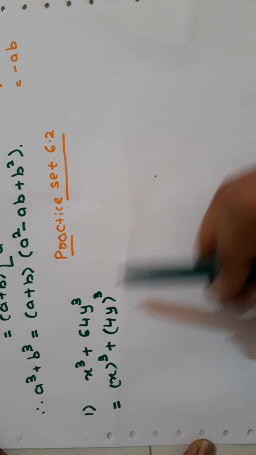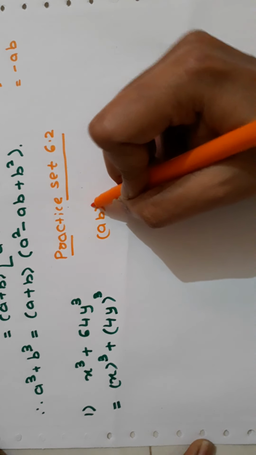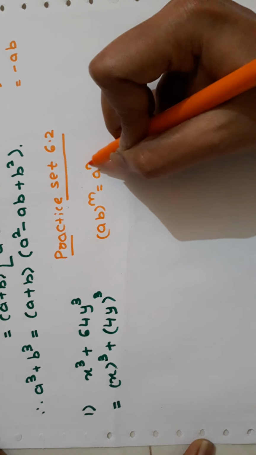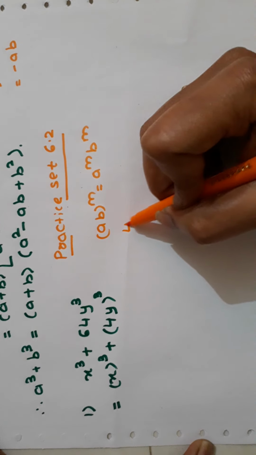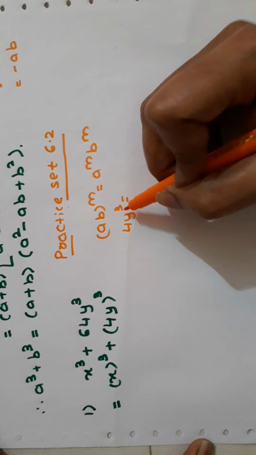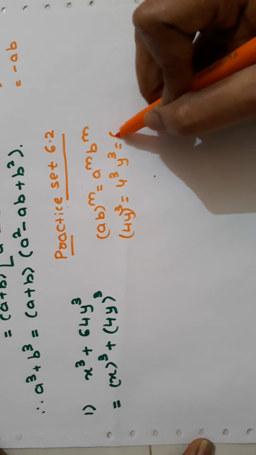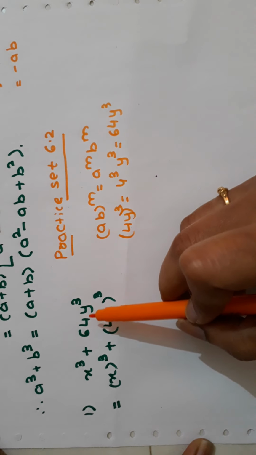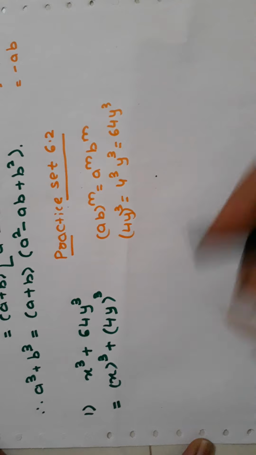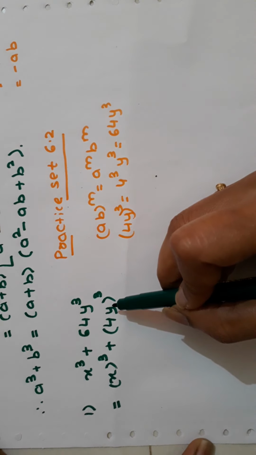Now you can check by the law of indices. We know that (ab) the whole raised to m is a raised to m into b raised to m. So (4y) the whole cube is 4 cube y cube, and 4 cube is 64, so 64y cube. So we are getting the above answer, 64y cube. So now here a is x and b is 4y.